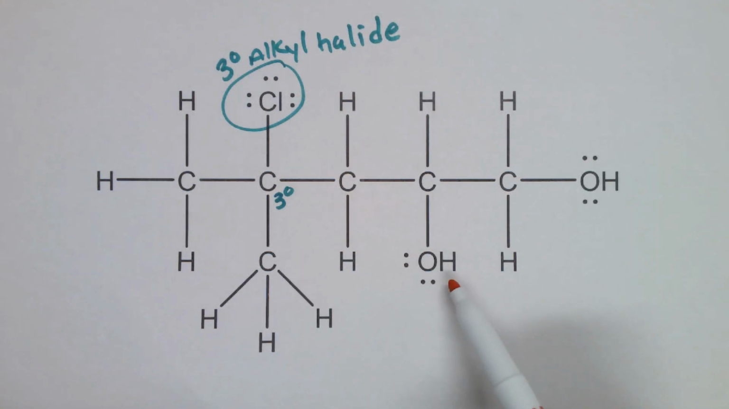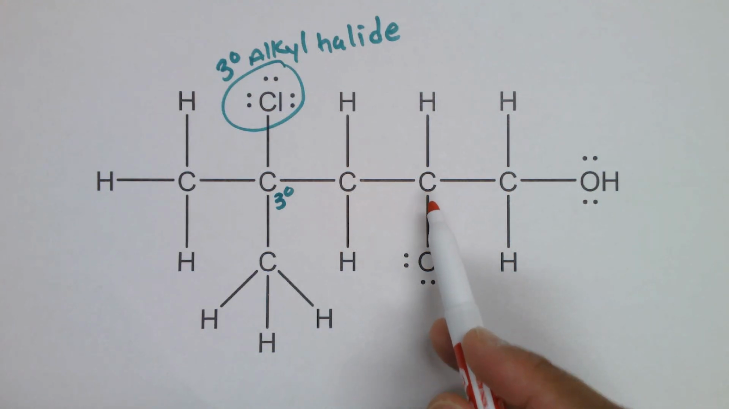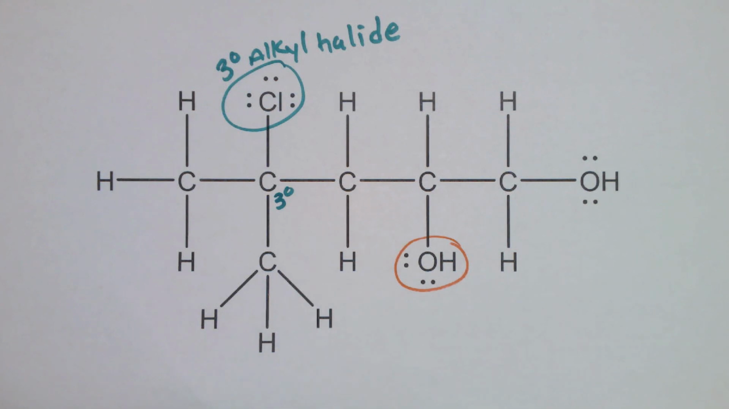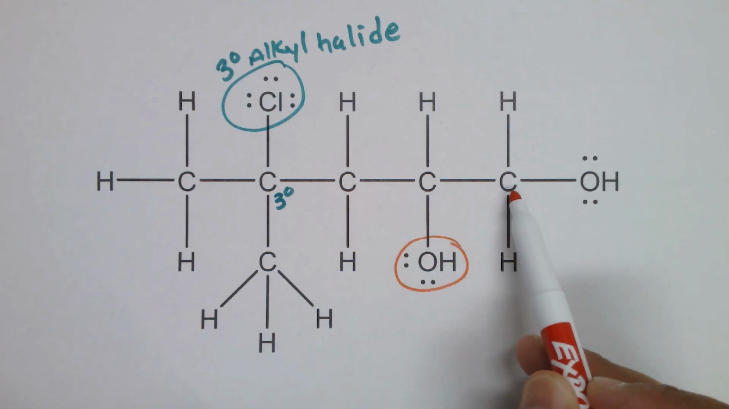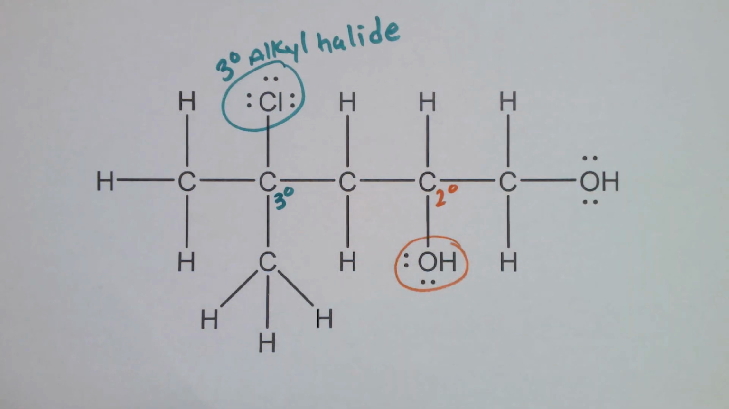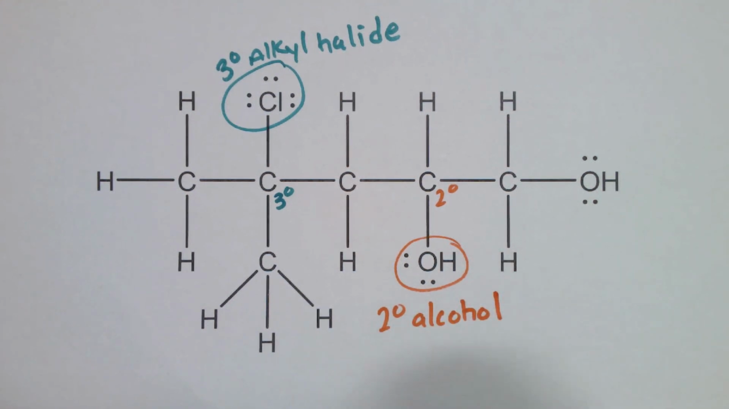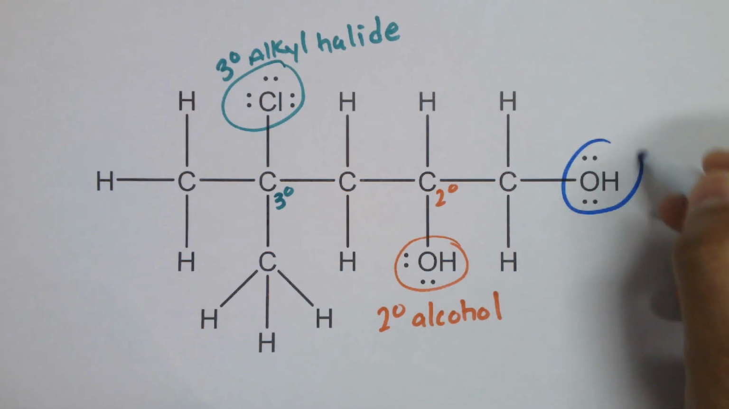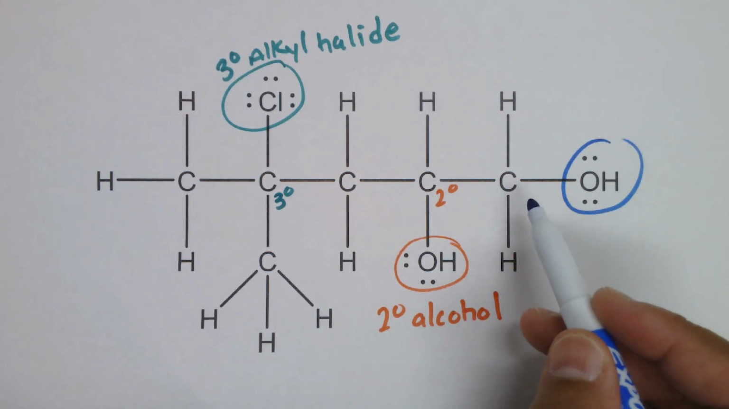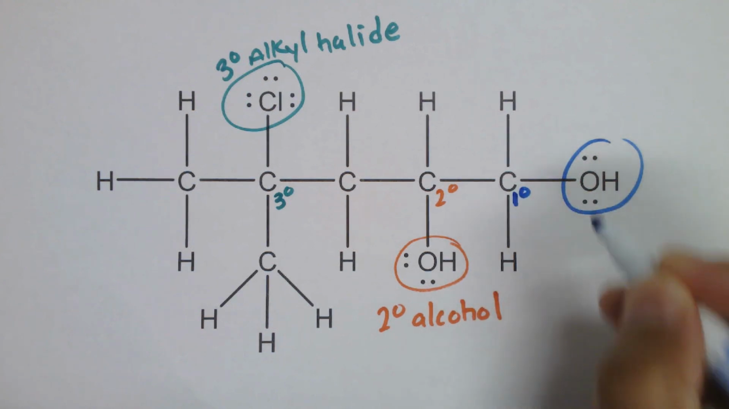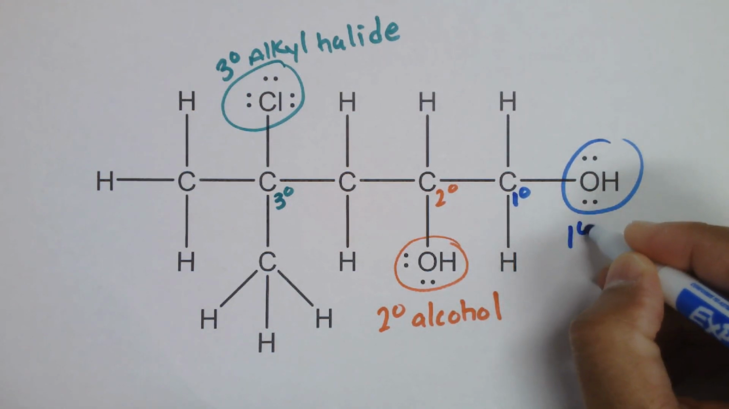We notice two other functional groups right here, the OH group. This is the alcohol functional group. Like the hydrogens and the alkyl halides, alcohols are classified based on the carbon that they are bonded to. In this example, this OH group is bonded to this carbon, and this carbon is bonded to two carbons, making the carbon secondary, and this OH group is a secondary alcohol. And at the end, we have another alcohol functional group. This alcohol is bonded to the end carbon here. This carbon is bonded to only one carbon. That's a primary carbon, and that's going to make this alcohol a primary alcohol.